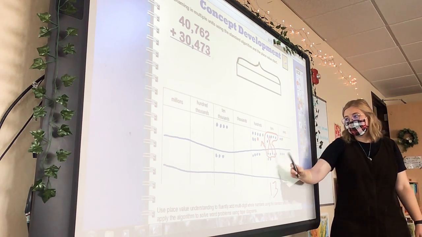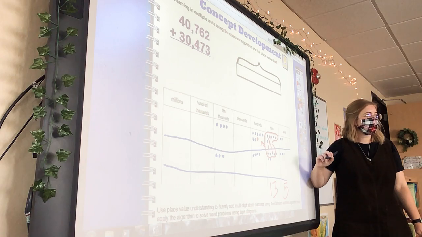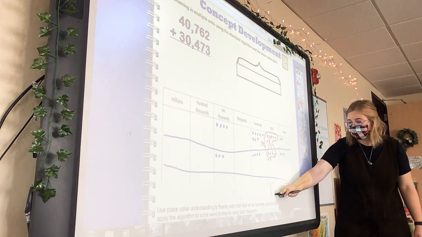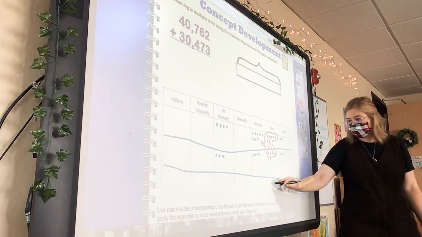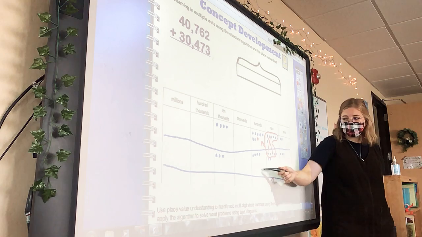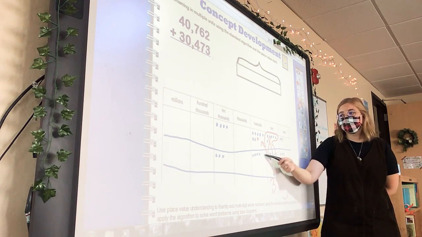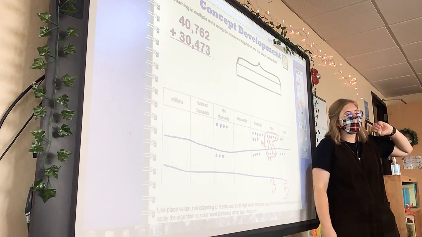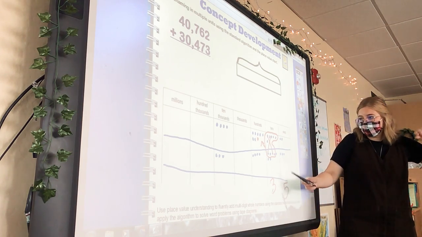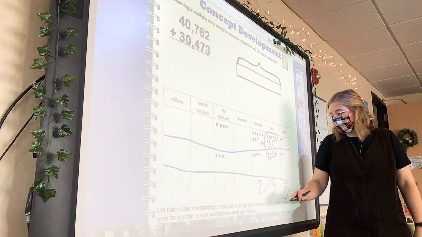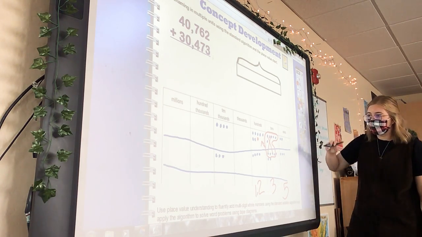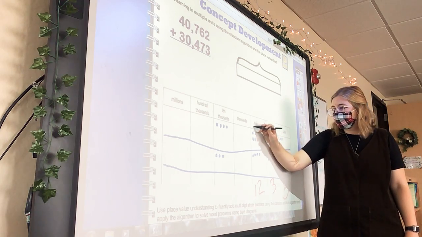So that left us with how many in our tens place? 3. Good. 1, 2, 3. I'm gonna change that to a 3. And then over here I have now 8 plus 4. Think about it. 8 plus 4. Go. 12. Good. Can I have 2 digits in the place value? No. I gotta circle those. There's a group of 10.